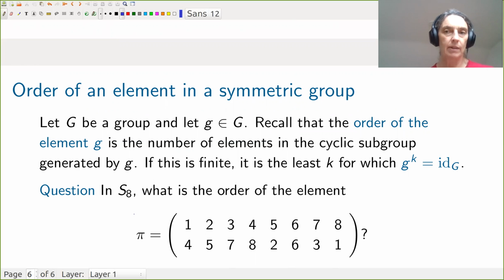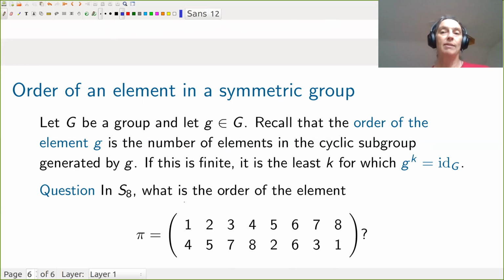So if that cyclic subgroup that the element generates is finite, which will always happen if the whole group is finite, then the order of the element is the least k, for which when you compose the element with itself k times, you get the identity. Okay, so basically if you are thinking about the order of an element, you're asking yourself, if I compose this element with itself repeatedly, how many times do I have to do it to get the identity element?